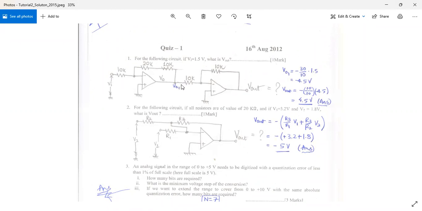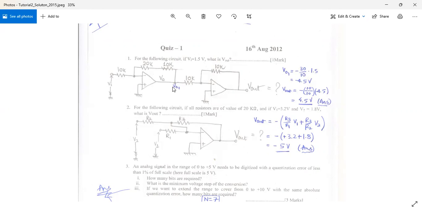So you can see that there are 2 inverting amplifiers in series, isn't it? Whatever voltage you have been supplied is first amplified at this particular point over here, and then whatever voltage you have at VO1 is again amplified. Thus, we have 2 inverting amplifiers in series. So our job is first to find our V out at this particular point.